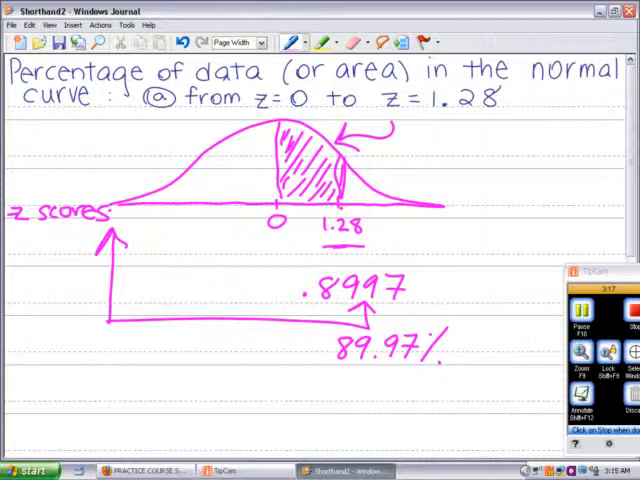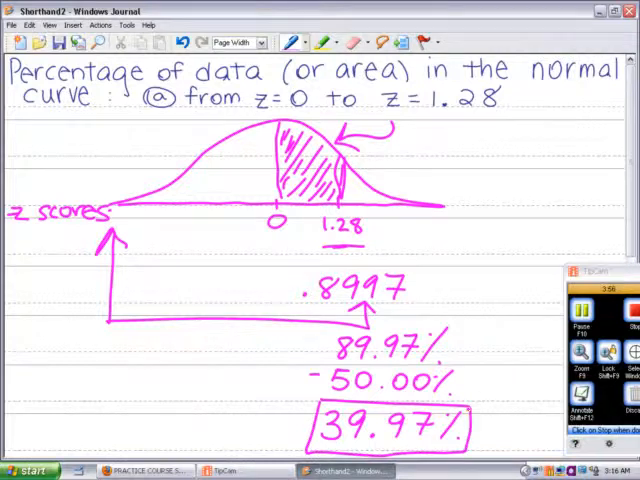So I want you to think about how we would do this just for a second. Okay, so let's see if you figured it out. We know that to the left of 0 we have 50% of the data, and to the right we have 50% of the data. Which means that if we subtract 50%, we're going to get our answer. Okay, so let's subtract. We don't need a calculator. And we get 39.97%. Okay, so that's right here.